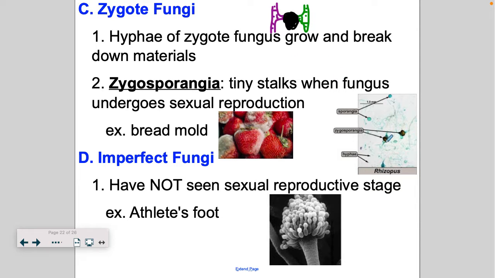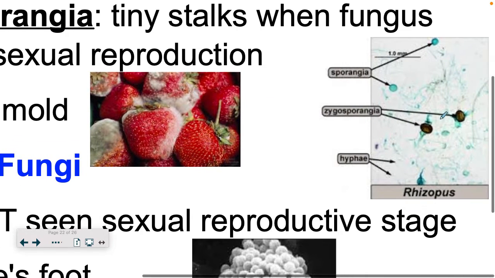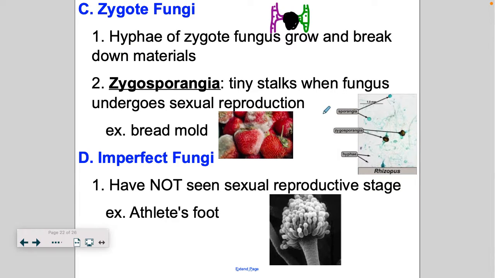So you can kind of see right here. I'm going to zoom in on that. There's the little black ball that I just drew. Two hyphae meet, and the nuclei either fuse or coexist together. But an example of zygote fungi would be bread mold, or the mold you see that grows on fruits.